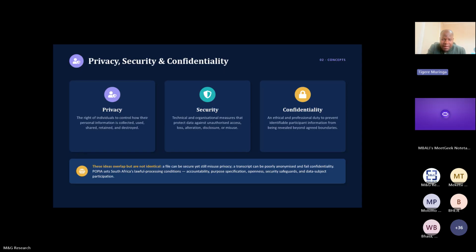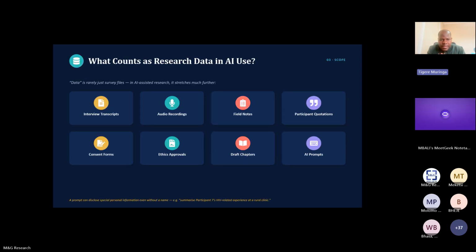I'll talk briefly about the difference between what your ethical clearance said you would do in your analysis, and what you actually do with AI. So now the question is, what counts as research data in the age of AI? What we need to do is expand the meaning of research data beyond the obvious data set.